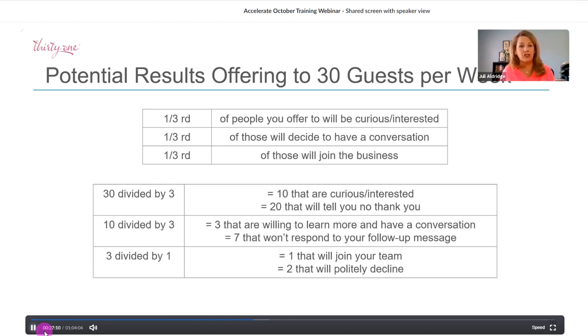So let's look at this chart at the bottom. If you take 30, that's 30 guests per week, and you divide it by 3, okay, because if you look at the top, 1/3 of the guests are interested, right? Okay, so that means 10 of those, 10 of the 30 are interested in the business.